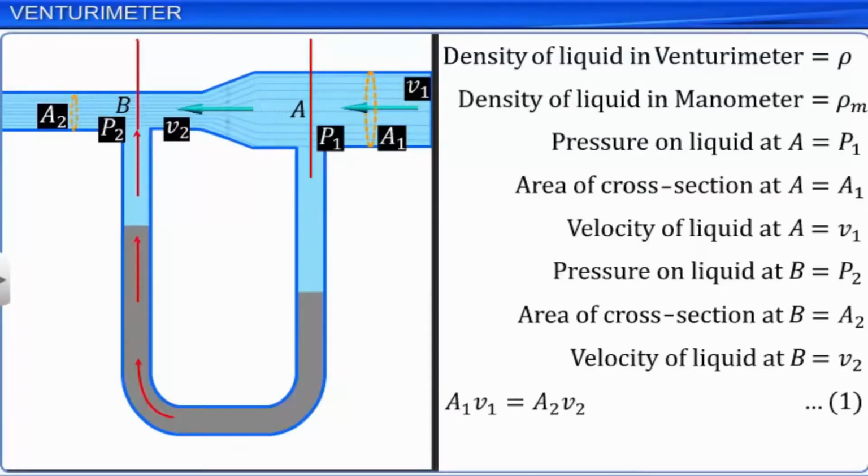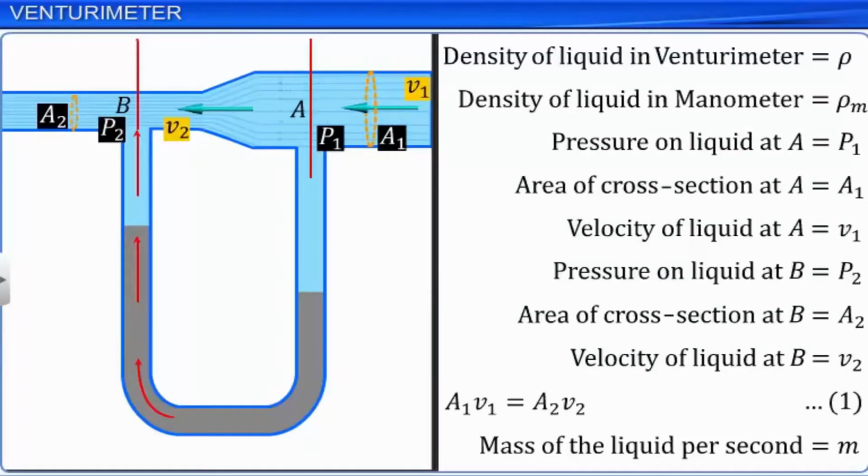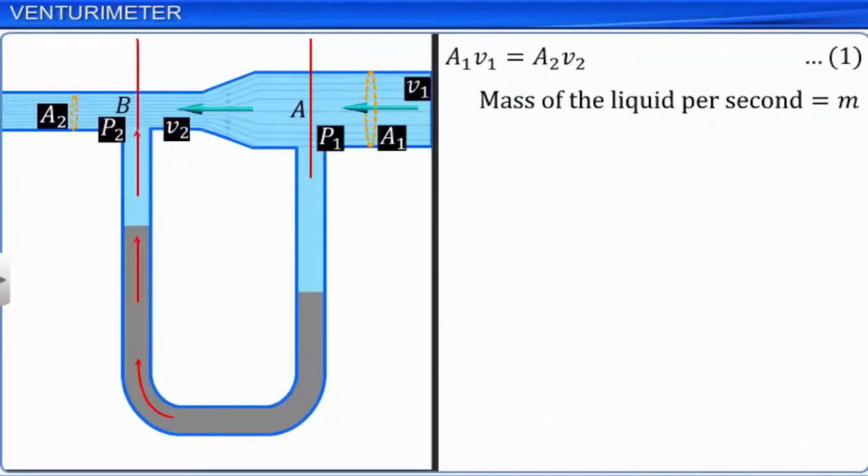Let m be the mass of the liquid element crossing per second through any section of the tube. Since the time considered is 1 second, here V1 and V2 are the length of the liquid element of mass m at positions A and B respectively. Therefore, A1 V1 is equal to A2 V2, which is equal to the volume of the liquid V flowing per second.